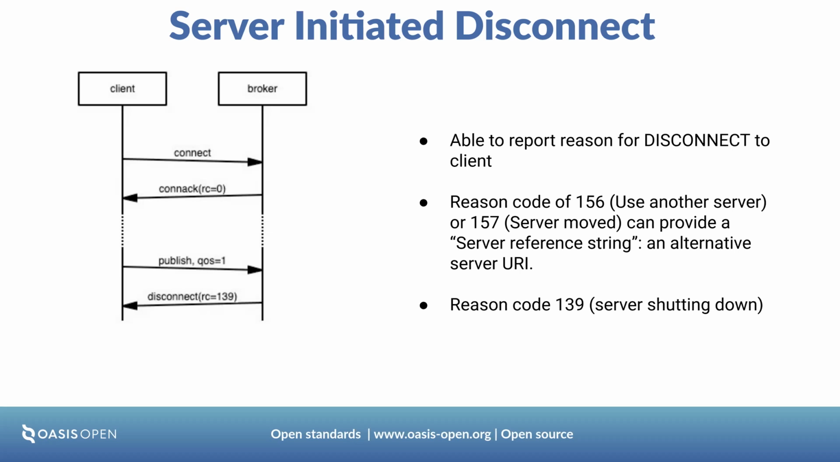There's another reason code, 139, for server shutting down. So in that case, the application knows that this isn't necessarily a short-lived situation, and to wait a bit before trying again. Alternatively, there are some other reason codes which say that the server is temporarily busy. So in that case, we might try again more quickly. So there's lots of information that can be passed back to the client application, so it can take more appropriate action.